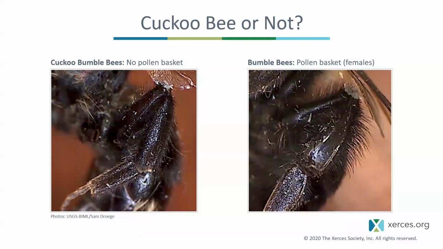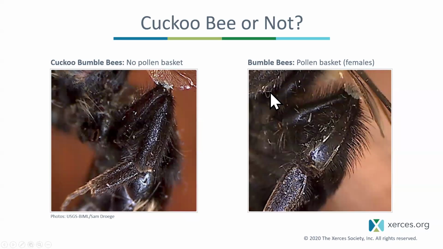So the first thing that you should be checking when you think something could be a cuckoo bee is for a pollen basket for the females. So cuckoo bumblebee females, they don't have pollen baskets because they have that parasitic lifestyle where they are stealing the colonies of other bumblebee species. They don't have to collect any of their own pollen. So they don't have those structures on their legs where they need to be packing their pollen. So the midsection of their hind leg is going to be hairy all the way across.